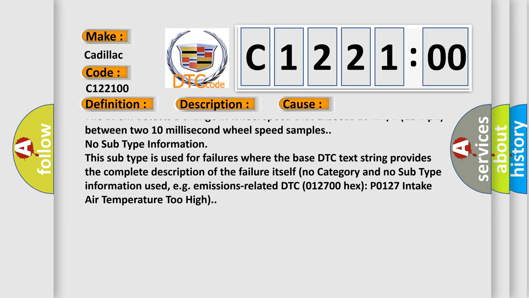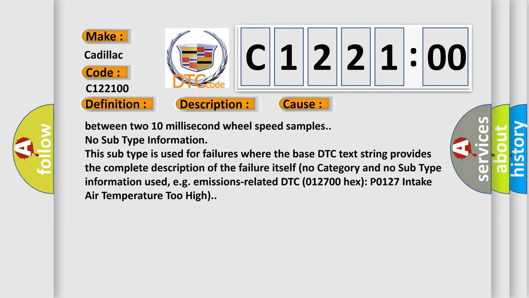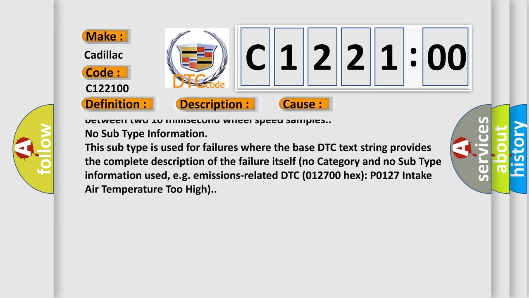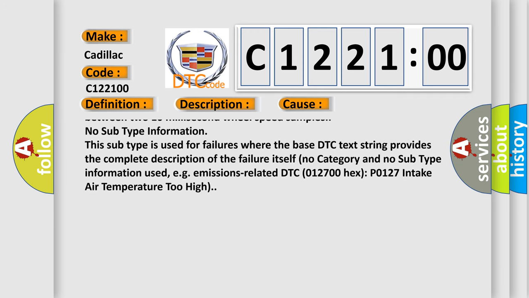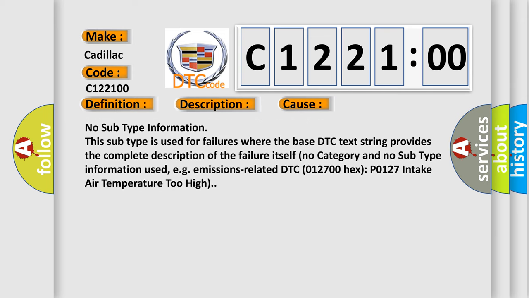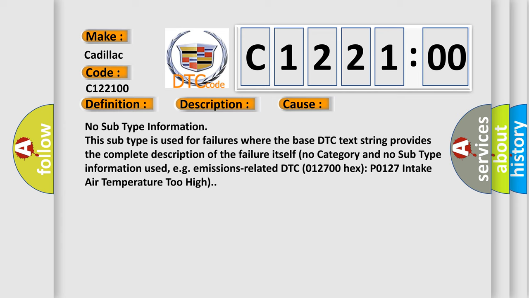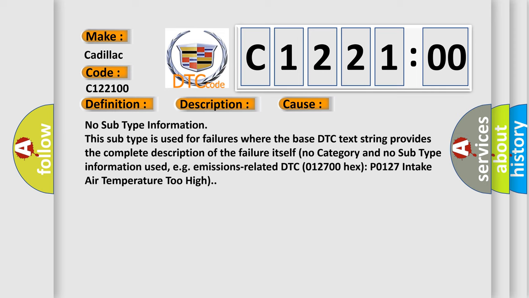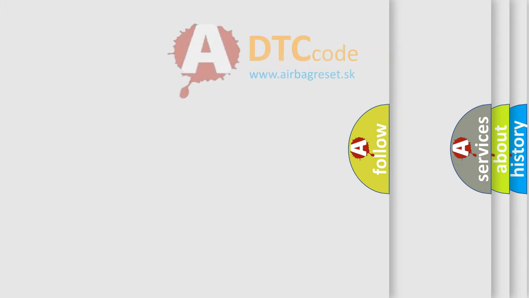The EBCM detects a change in wheel speed that exceeds 20 km/h, 12 miles per hour, between two 10 millisecond wheel speed samples. No subtype information. This subtype is used for failures where the base DTC text string provides the complete description of the failure itself, no category and no subtype information used, e.g. emissions related, DTC 012700 hex P0127 intake air temperature too high.